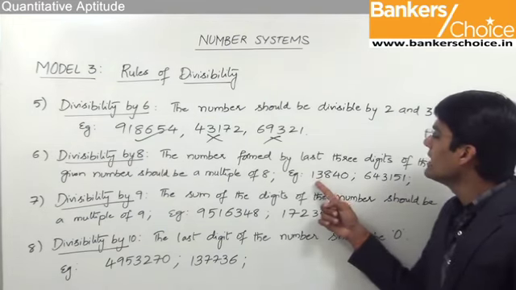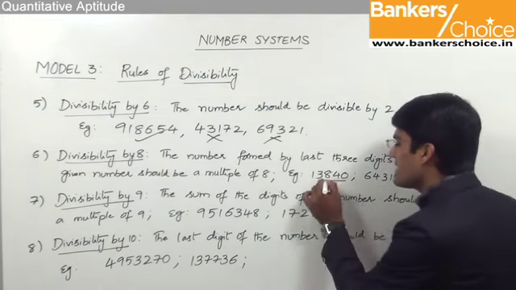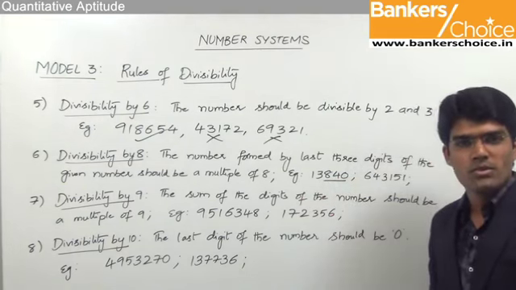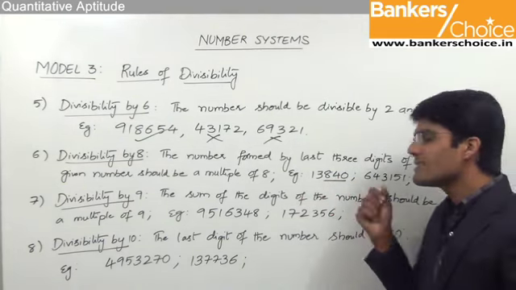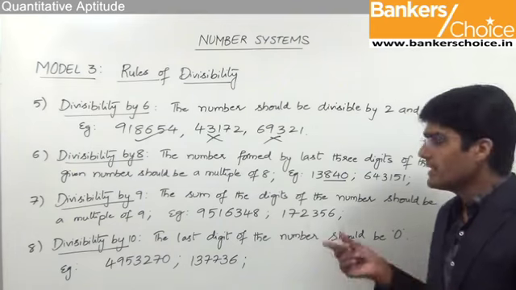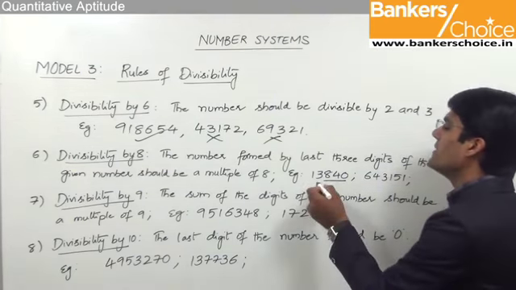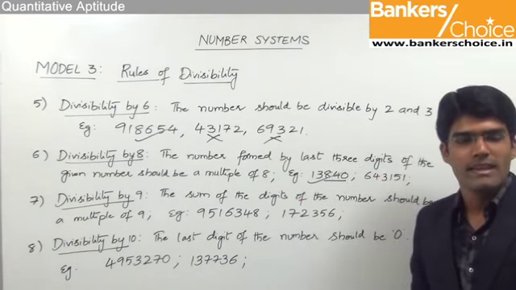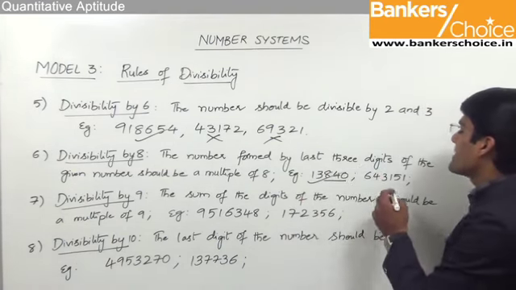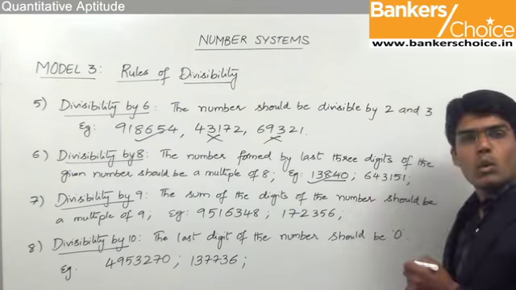The number here is 13840. So the last 3 digits here are 840. So the number formed by the last 3 digits is 840. And 840 is a multiple of 8. So we can say that the given number 13840 is divisible by 8. Now if you look at the next example here, it is 643151.